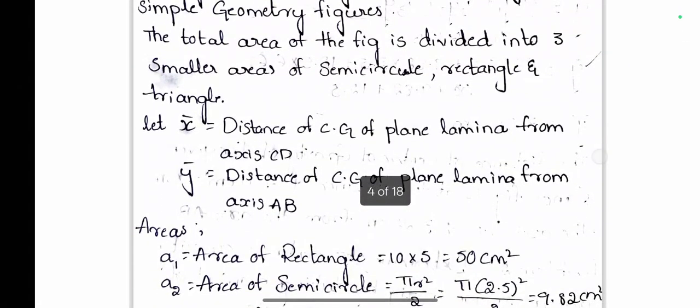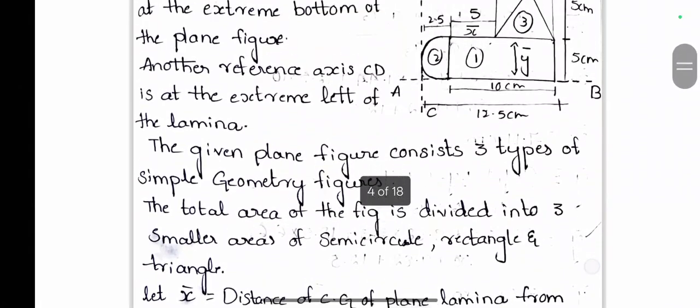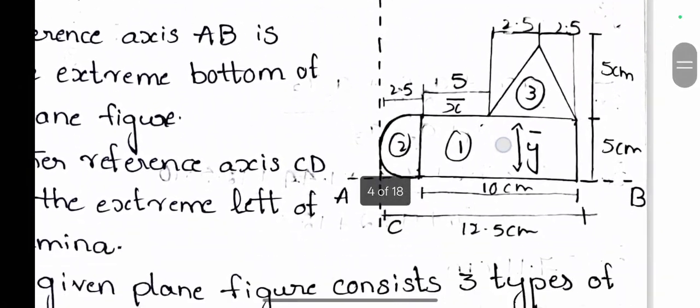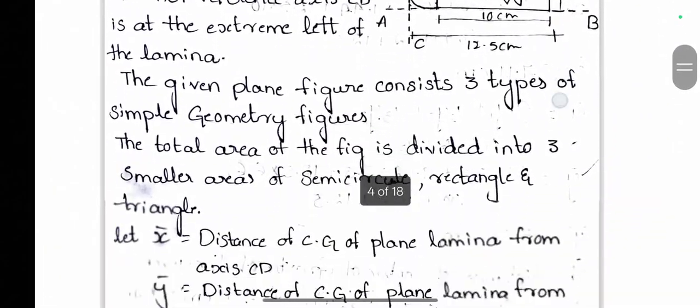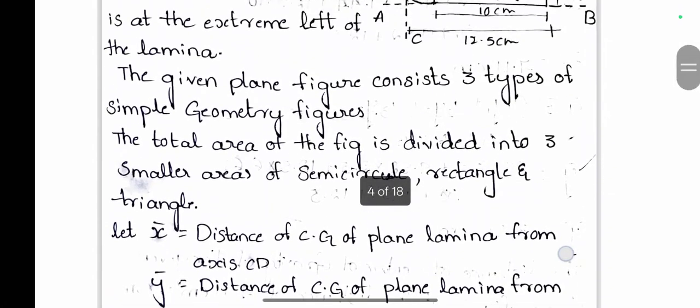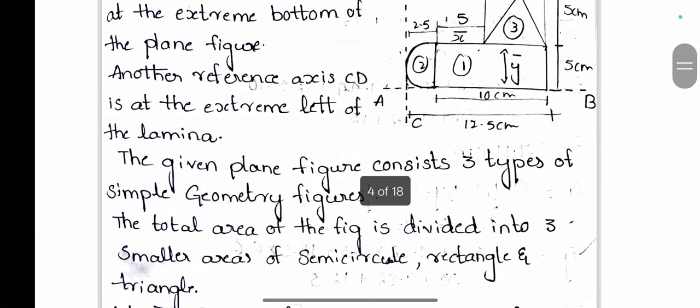Let X bar be the distance of the CG of the plane lamina from the axis CD. X bar is the horizontal distance of the center of gravity from the reference line CD. Next, Y bar is the distance of the CG of the plane lamina from axis AB. At the extreme bottom we considered another reference axis, which is AB. From AB, Y bar is the vertical distance of the center of gravity.